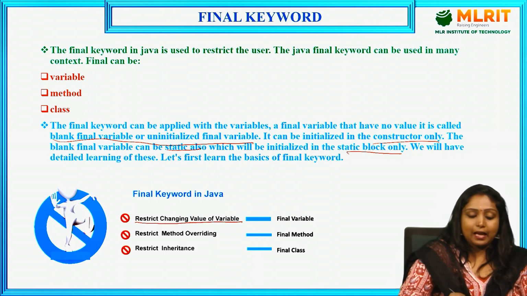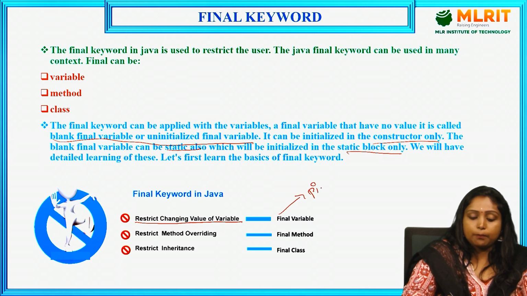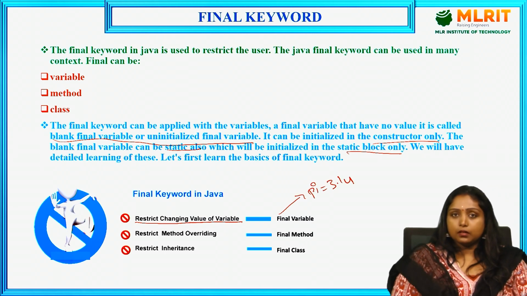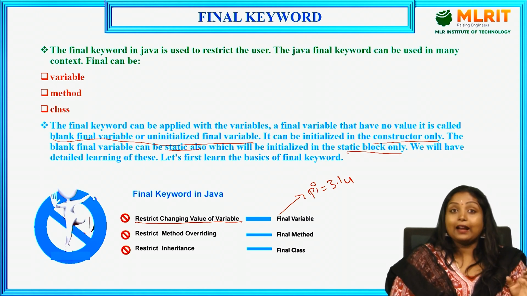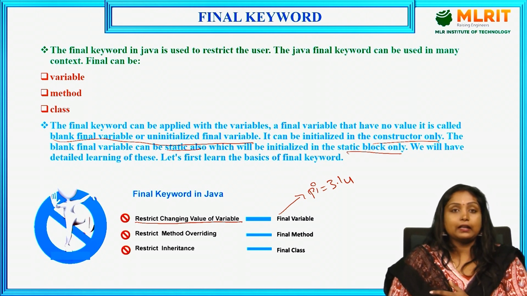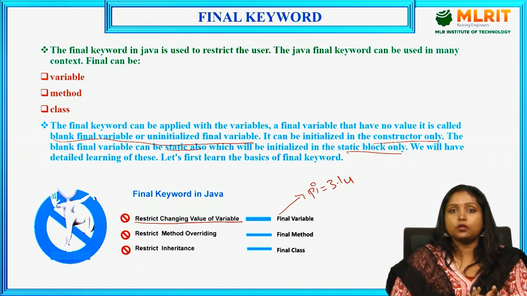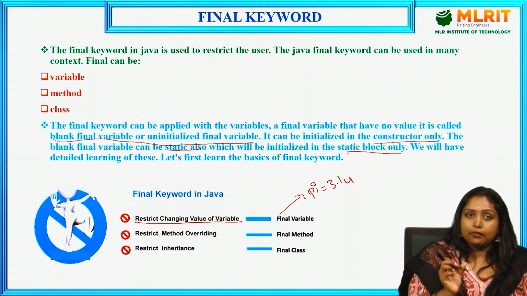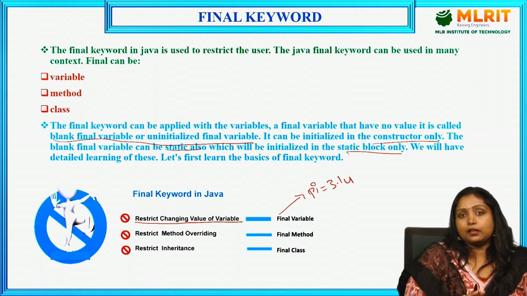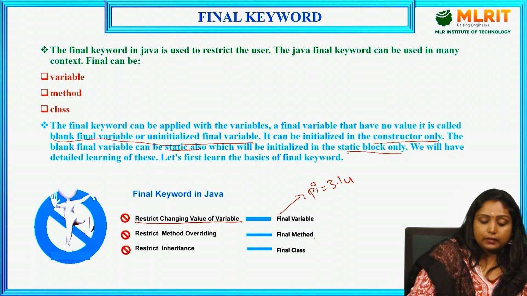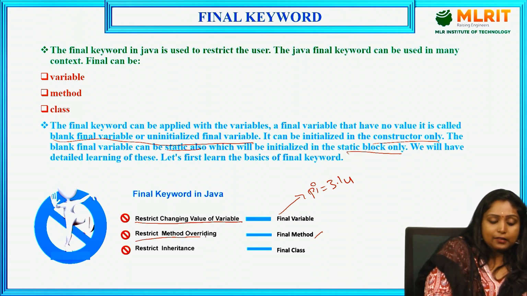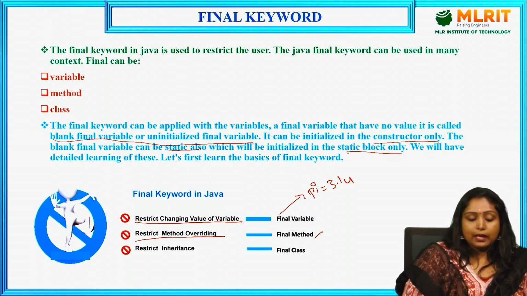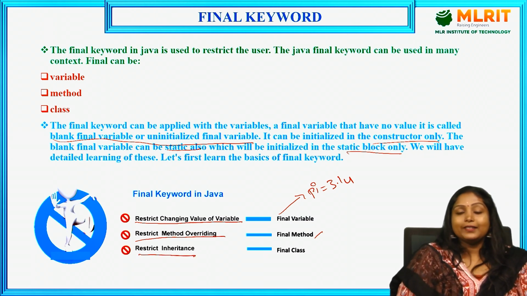For example, the best example is pi equals 3.14. Will the value get changed? Never. So if you want a variable whose value should never change until the end of the program, you can use the final keyword while creating that variable. And next, final method. If I don't want to override the method, then I have to use the final keyword for this. And next, to avoid inheritance.